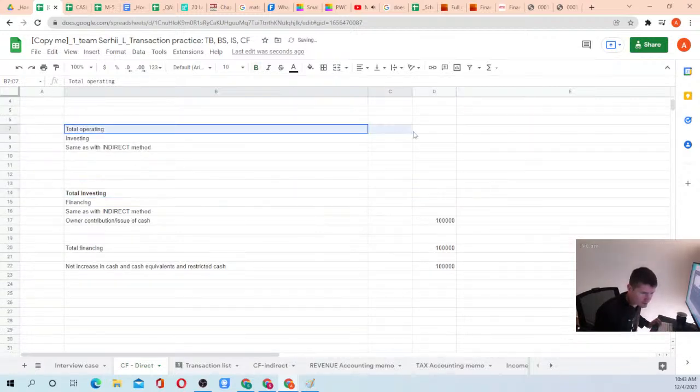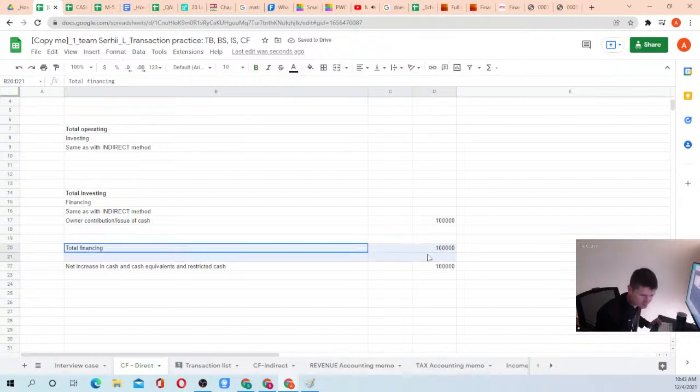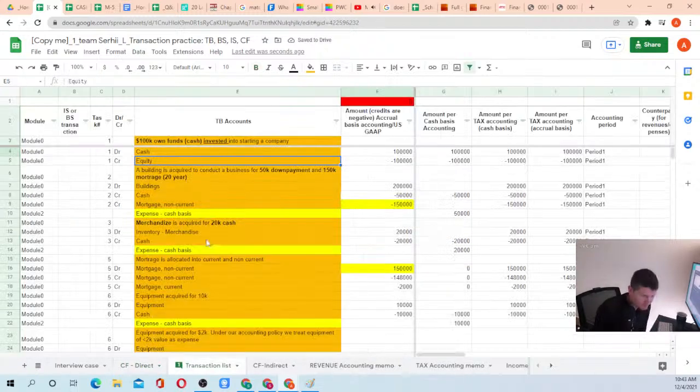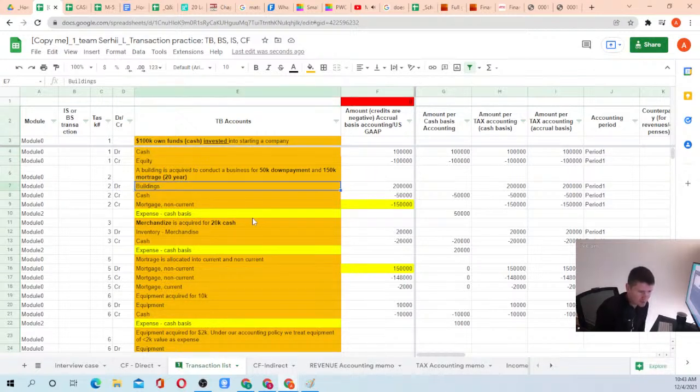Let's do some formatting here. Okay, so what do we have on our transaction? We acquired a building with 50,000 cash, and we also got a mortgage of 150,000, and the cost of the building is 200K.